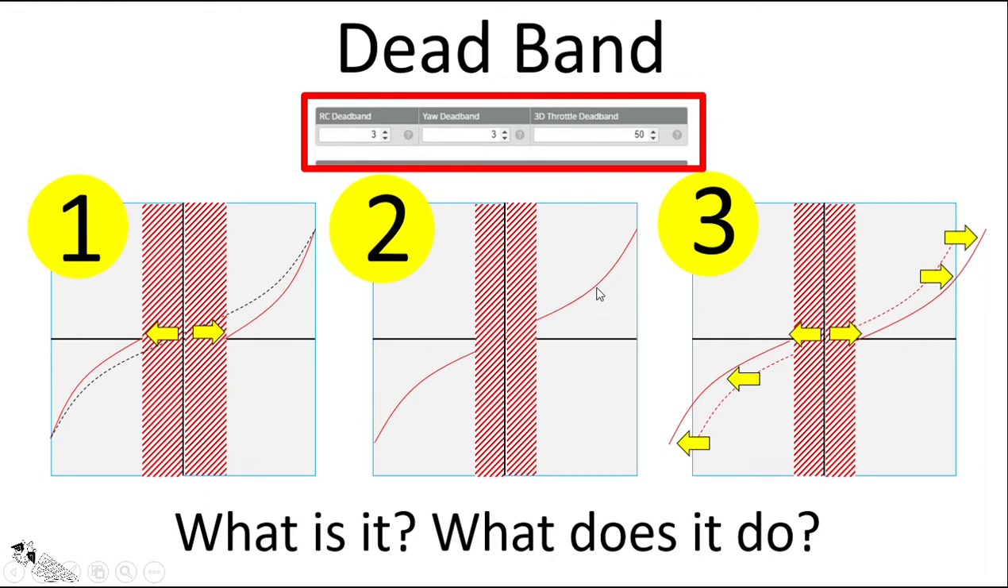My second assumption is that when I apply deadband, the rates curve is covered by the deadband zone, and when the stick moves out of the deadband zone, it's going to be a jerk movement like here, but I'm not sure. Or will deadband work like in picture number three, where the whole rates curve moves away from the deadband zone equally? I don't know. So let's find out how deadband actually works and what it can do to your flying skill.